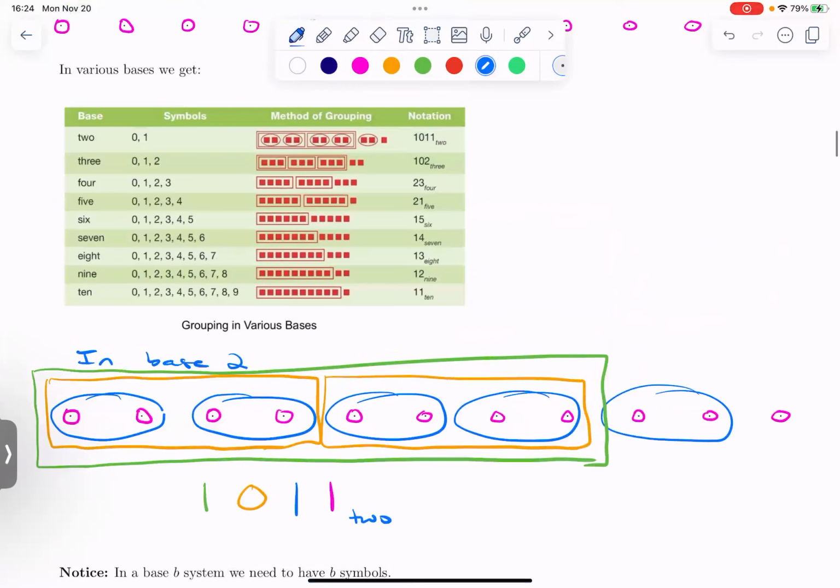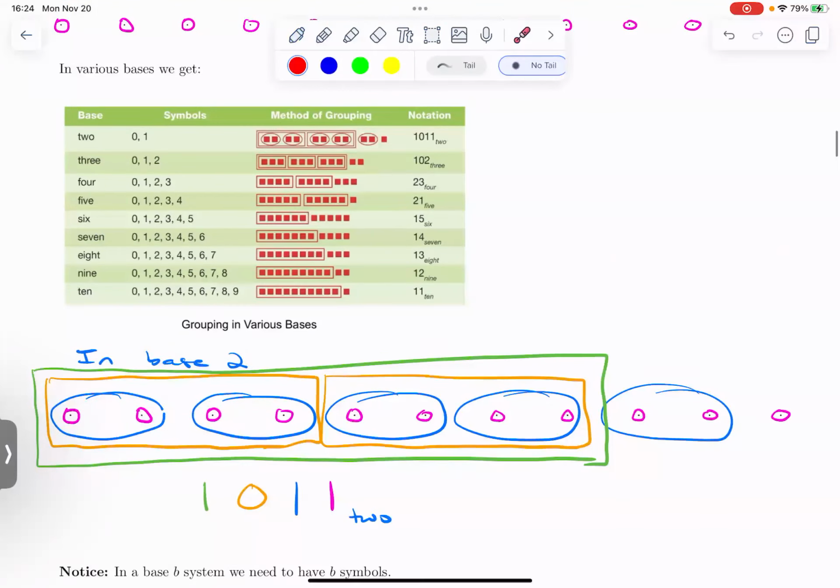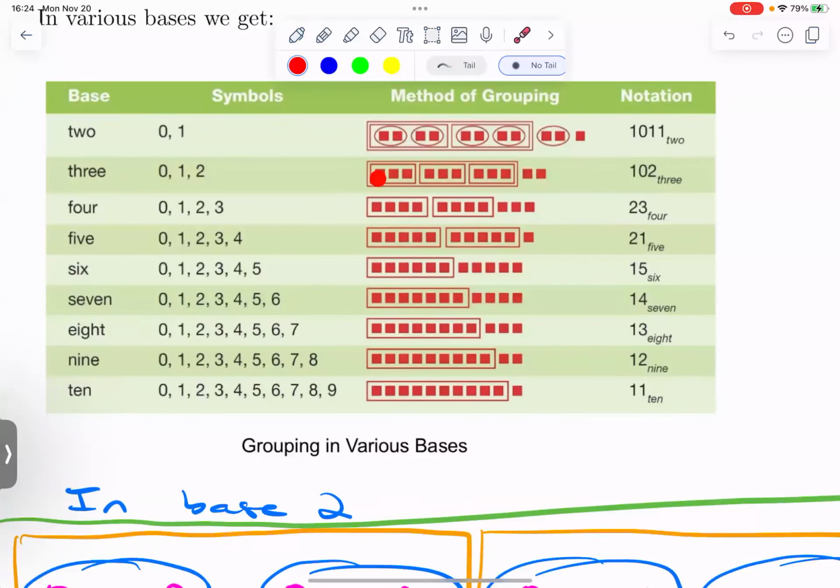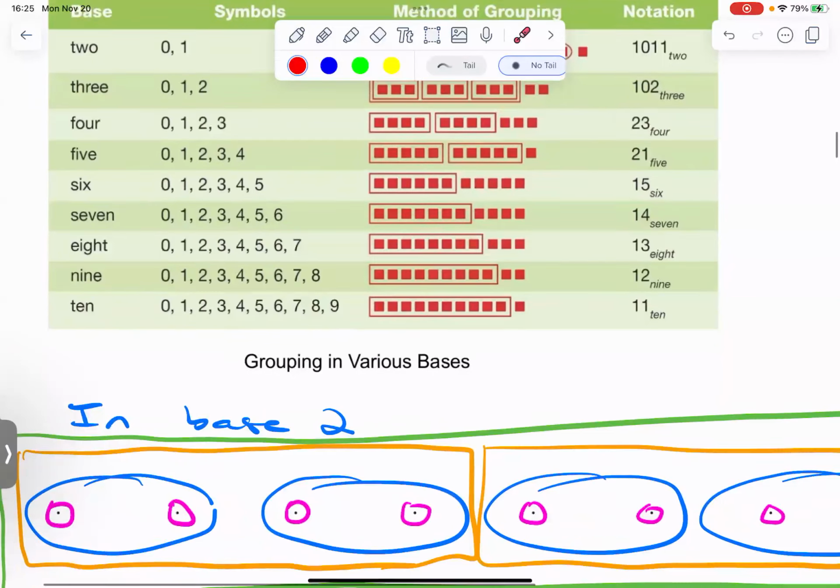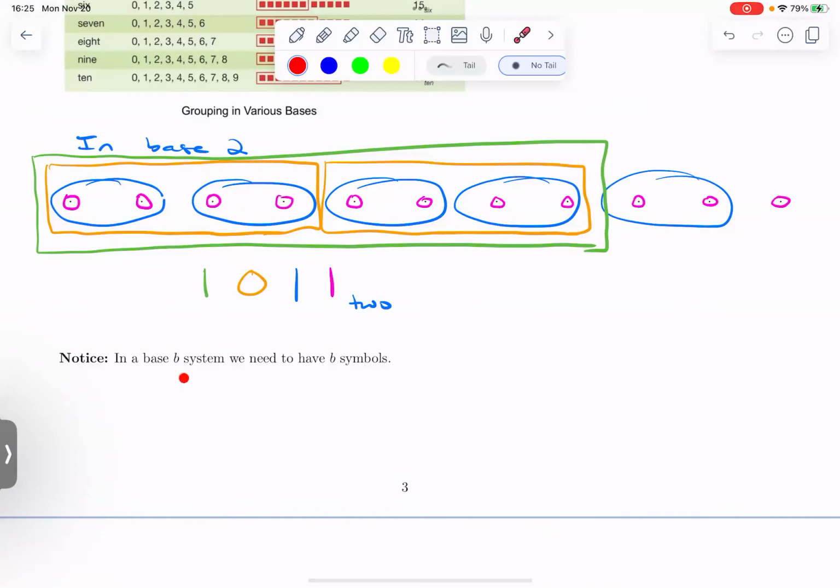And you can go through and do the same thing for base 3, for example, right? And so then you move through and you make groups of 3. And if you can make another group of 3, then that's great. Then they can absorb into that bigger group of 3. And so that's why we get one big one, 0 of these little mini groups of 3, and then 2 on their own. Notice that if the base is 2, then you have 2 symbols. If the base is 3, you have 3 symbols, right? And so on and so forth. And so here, in a base B system, we need to have B symbols.